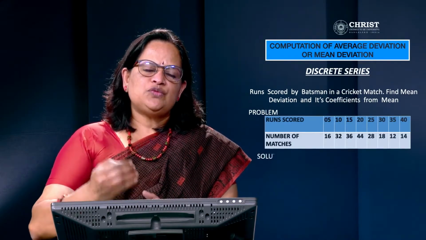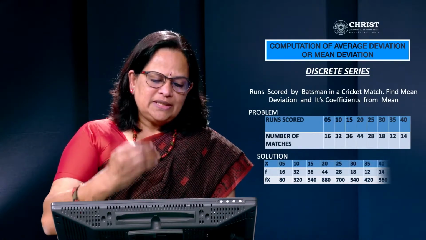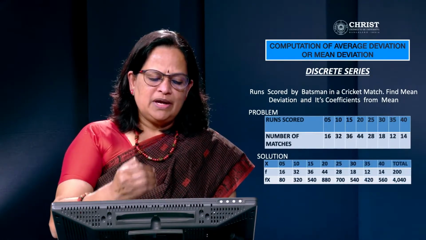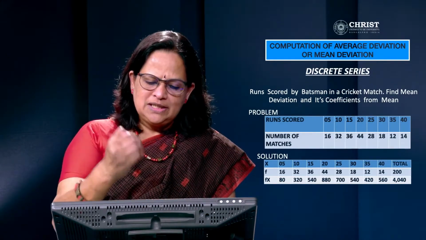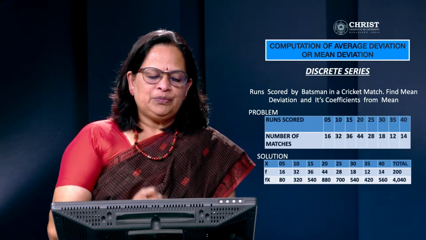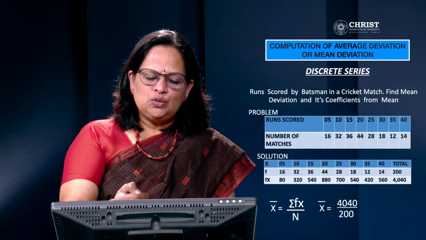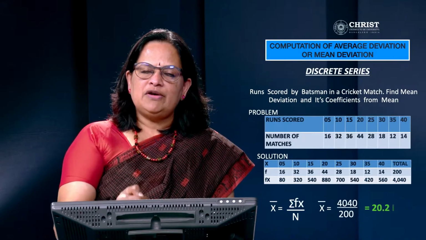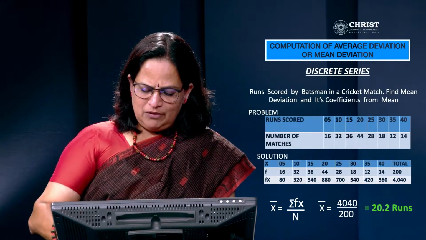First, we have to calculate the mean value. We have x, f and fx, and the mean is sigma fx by n. The x values are multiplied by the frequency values, and you get the fx values. Take the total of the fx values and substitute in the equation. The table will give you the values, and substituting, we get 4040 divided by 200, which is equal to 20.2 runs. That is the mean value.